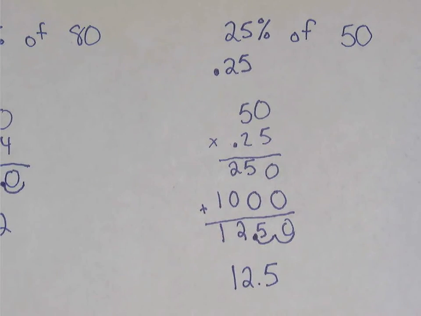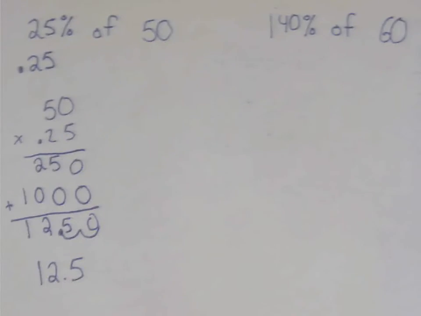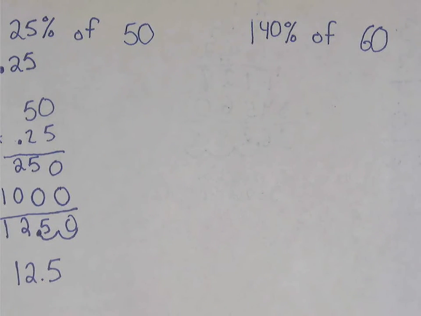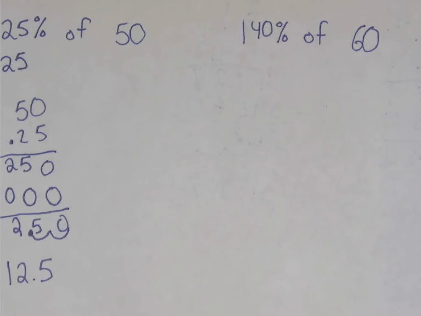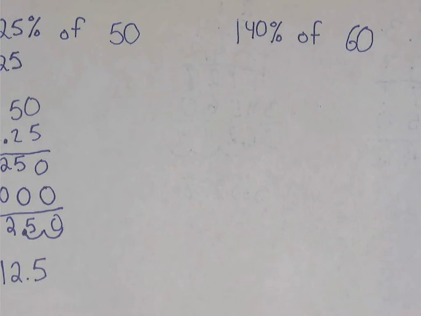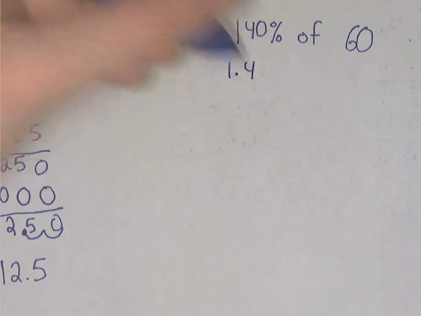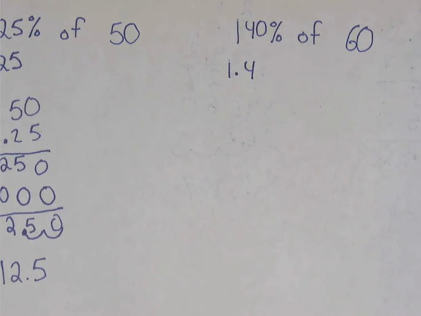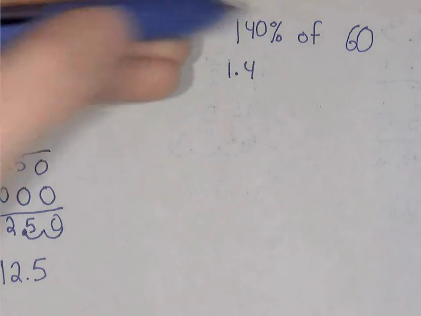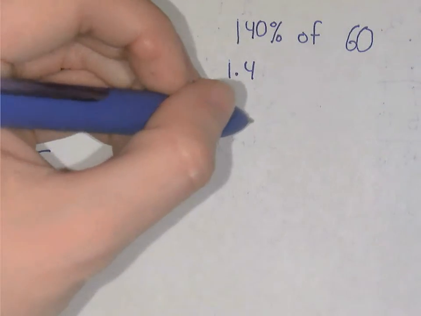Alright, the last example that I want to show you is what happens if the number we're finding is over the number that we need. So 140% of 60 is bigger than 60. So all I'm going to do there is take 140 as a decimal, which is 1.4. That's a decimal that's bigger than 1, and that makes sense because 140 is bigger than 100%. So I'm going to take 60 times 1.4.